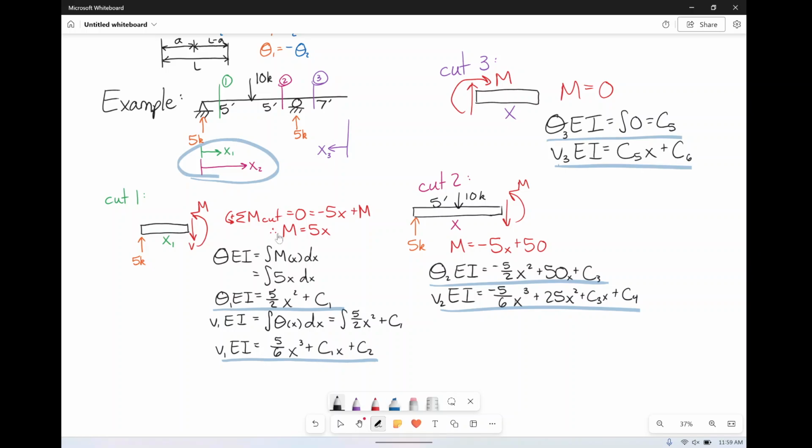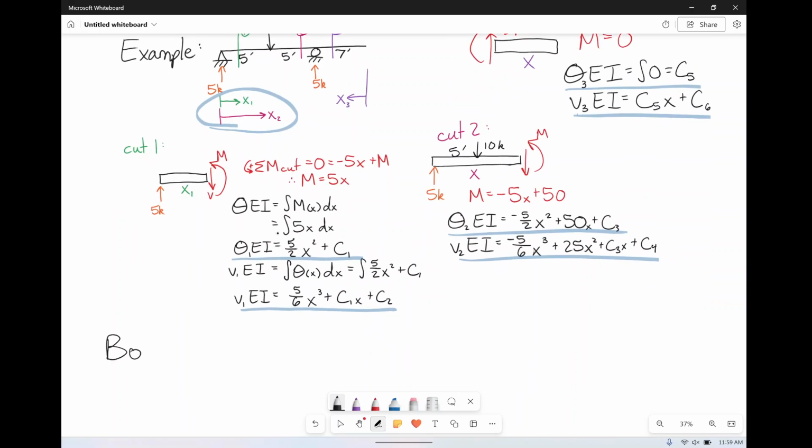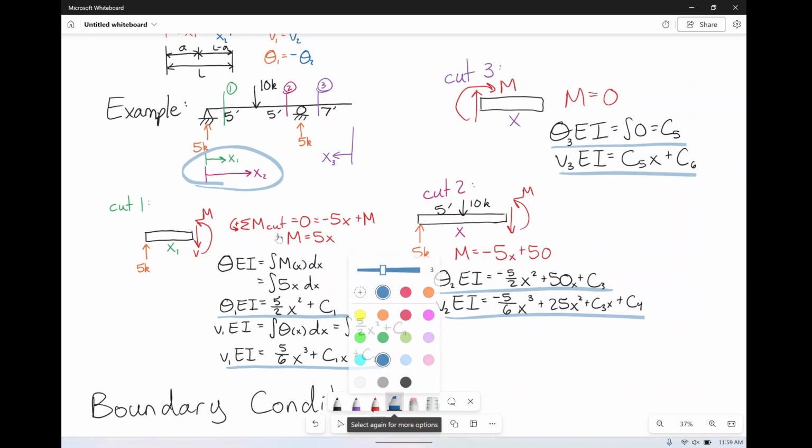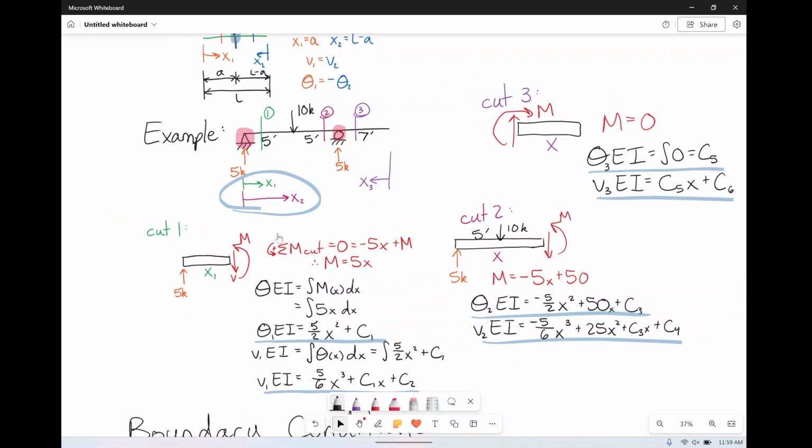So how do we solve for our constants? Well, again, we need to look for boundary conditions. So our boundary conditions, we're looking for times where there's really supports, right? And we have 2 supports. We have this pin and this roller. So remembering the cuts that we have here, for cut 1, I'll write it in green. For cut 1, we go from 0 to x all the way until 5 feet, where that 10 kips is.